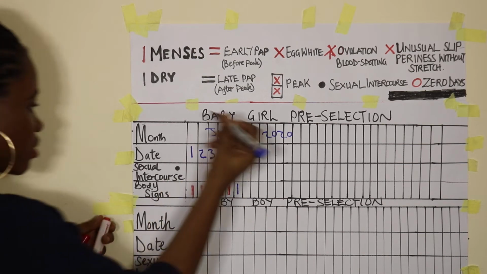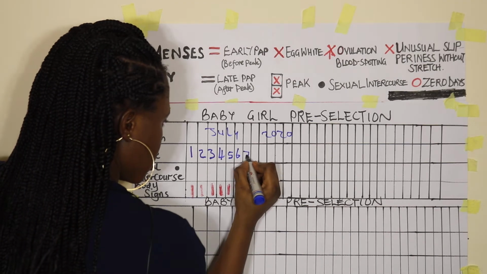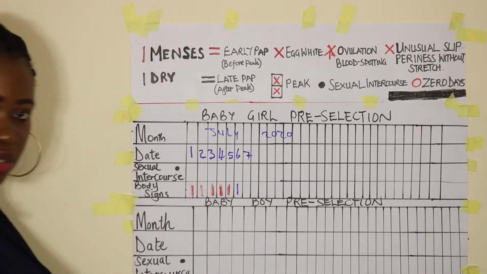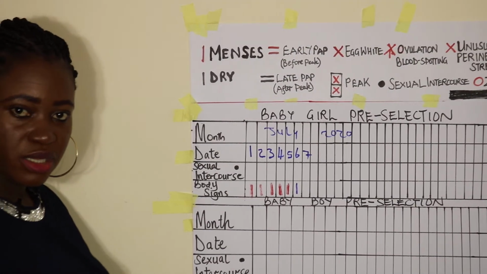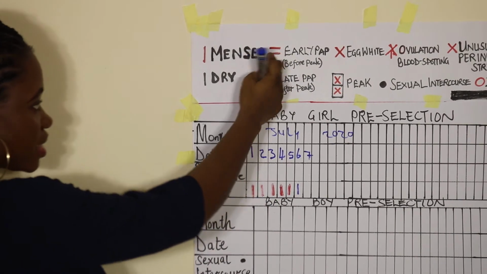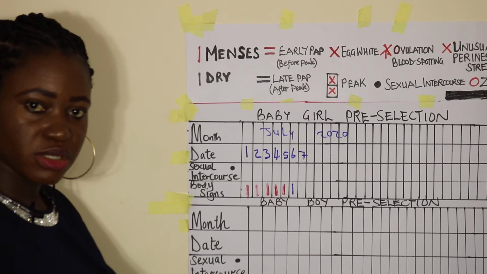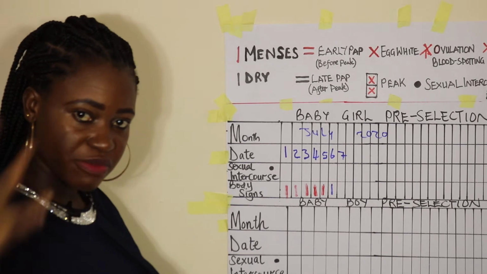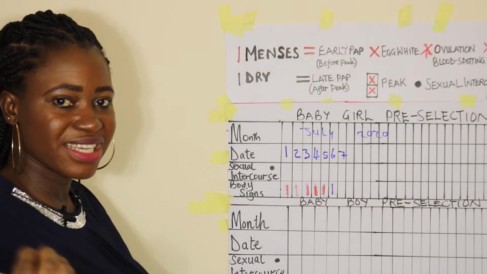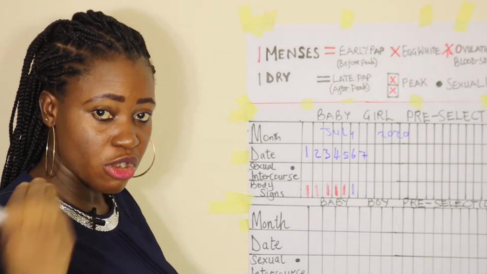And then on cycle day 7, which is 7th of July, her early pap started. This is her early pap sign, either watery mucus, like dissolved milk in water, or thick, like pap, akamu, corn flour.